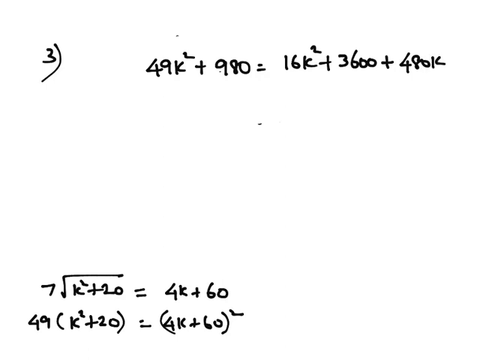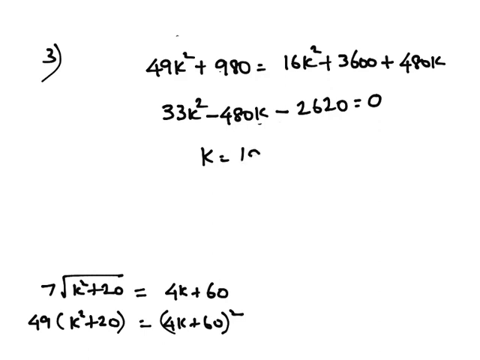So finally, if you simplify, you'll get 33K square minus 480K minus 2620 equal to 0, right? Fine. So if you use the solver, students, you'll get two values of K. One is 18.8 and another value is minus 4.23.